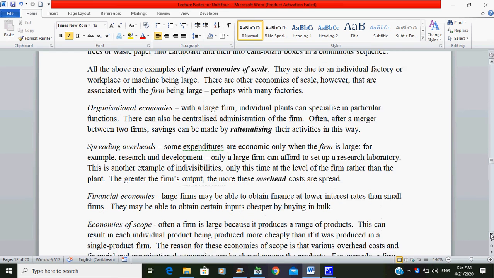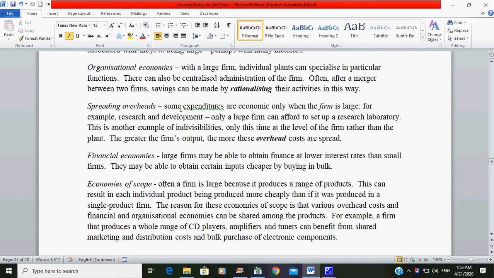Next one is spreading overheads. Some expenditures are economic only when the firm is large. For example, research and development. Only a large firm can afford to set up a research laboratory. This is another example of indivisibilities, only this time at the level of the firm rather than the plant. The greater the firm's output, the more these overhead costs are spread.